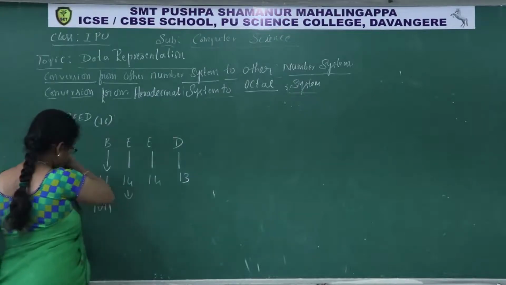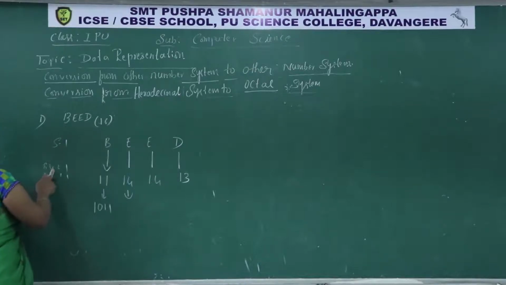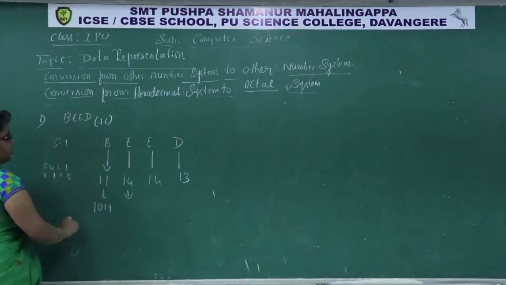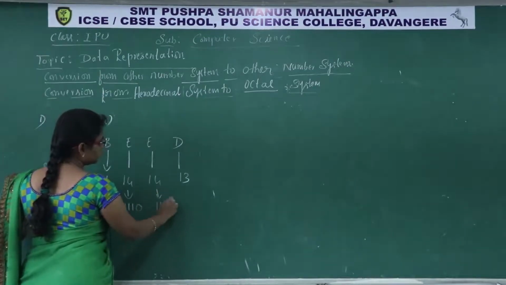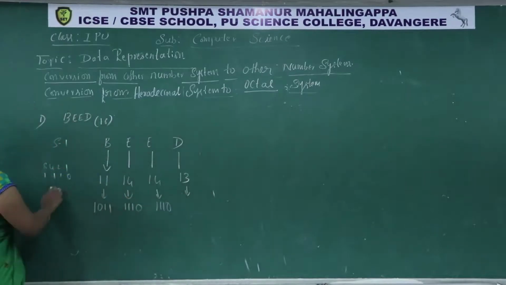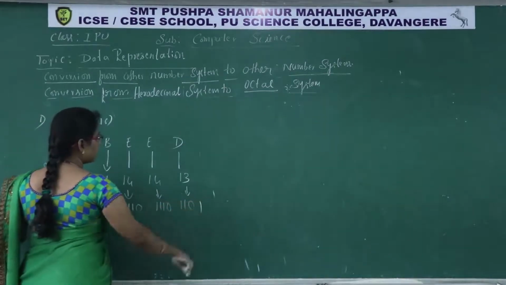And 14: 8 plus 4 is 12, 12 plus 2 is 14. So 1110. Here also 1110. And 13: 12 plus 1 is 13. So 1101.